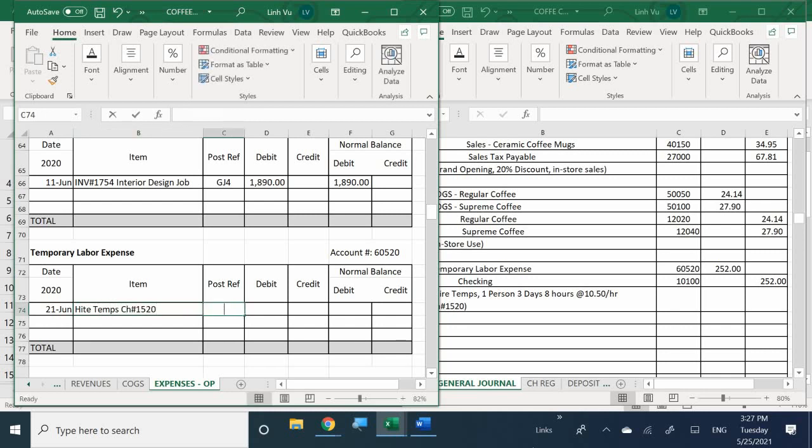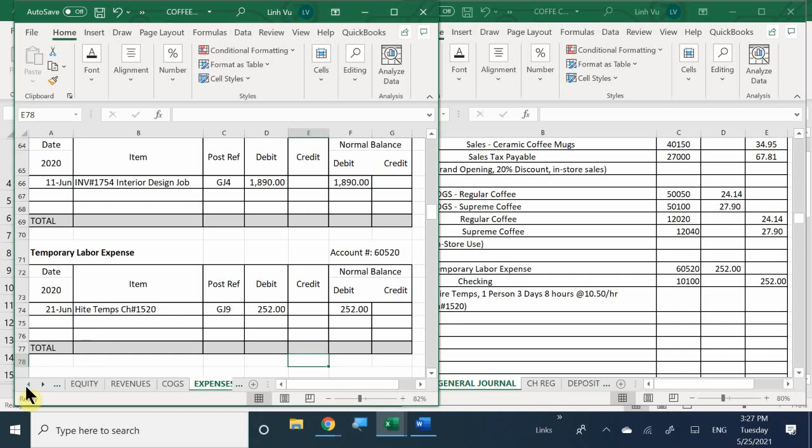Post reference GJ9 for a debit of 252. So far, that's your normal balance. Good. Awesome. Then when we're finished there, we'll go to checking.